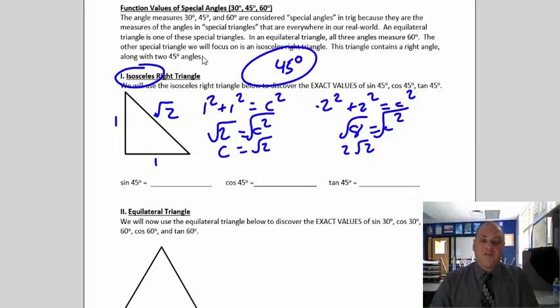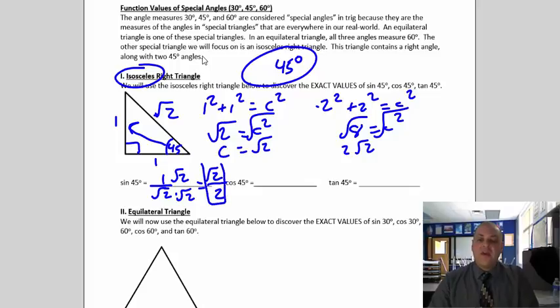So what's the sine of 45? Sine is opposite over hypotenuse. Here's my right triangle, here's my 45-degree angle, here's my opposite, 1, and here's my hypotenuse, radical 2. So it's 1 over radical 2. Then we rationalize that by multiplying by radical 2. Remember, we can't leave a radical in the denominator. And we get radical 2 over 2. That means the sine of 45 is radical 2 over 2.